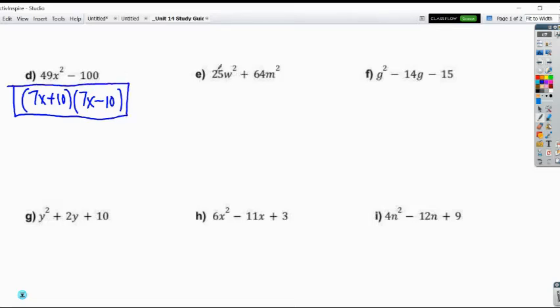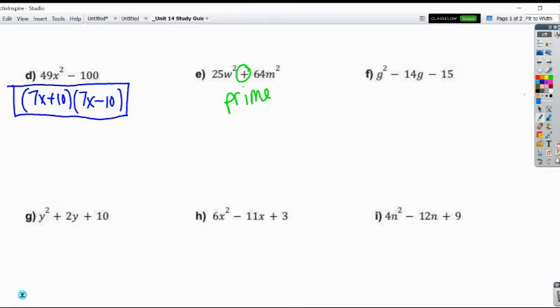Part E I come across also has two terms. 25 is a perfect square, w squared is a perfect square, 64 is a perfect square, m squared is a perfect square. The issue with this is this plus sign. The difference of perfect squares only works when it's a difference, only works when we had that minus sign in between them. Because there's a plus in there, I don't have any common factors. This is prime.